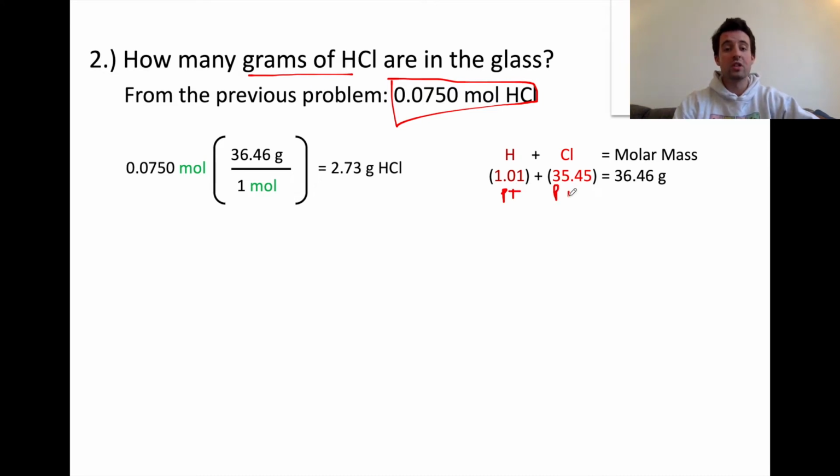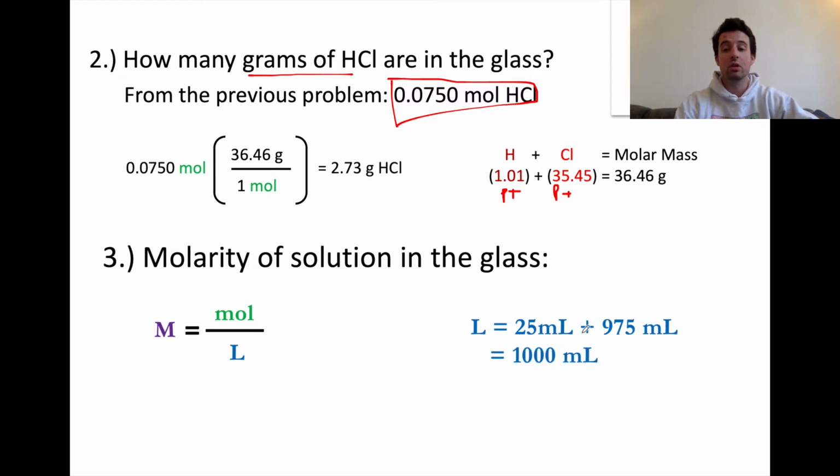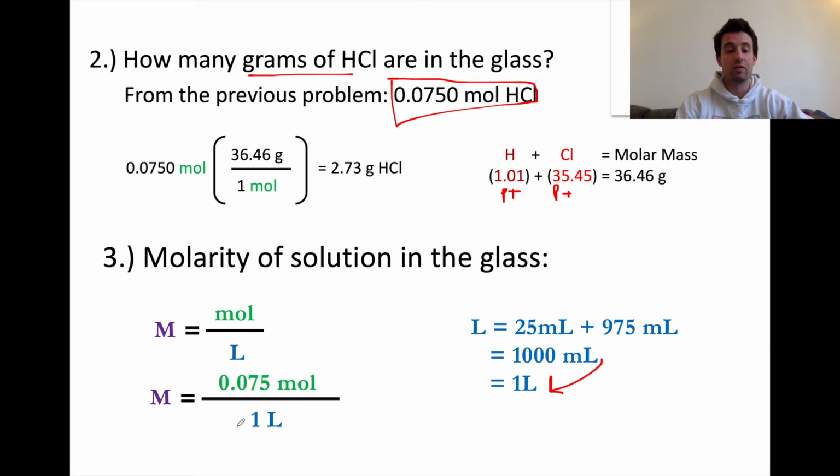For question 3, asking about the molarity of the solution, we're going to do moles divided by liters. And we know here for liters that we have 25 milliliters plus 975. That adds up to 1,000 milliliters, same thing as 1 liter. So it's just 0.075 divided by 1, which is just 0.075. But now our unit is big capital M for molar. Or you could write down moles divided by liters as your unit if you wanted to.